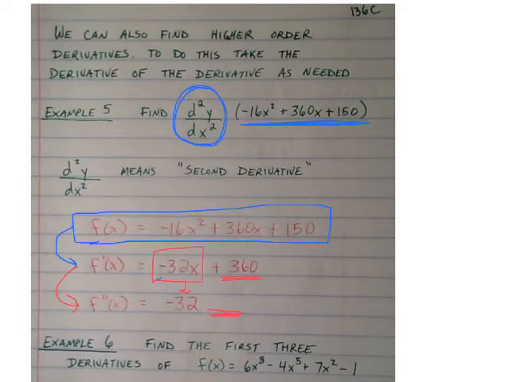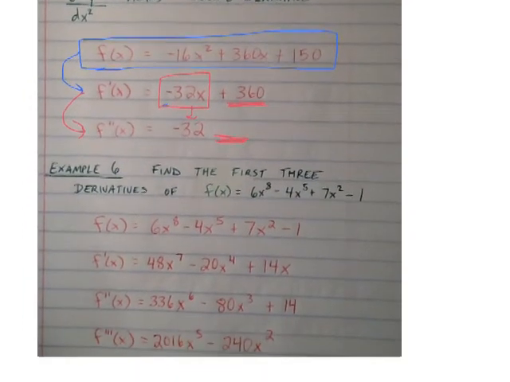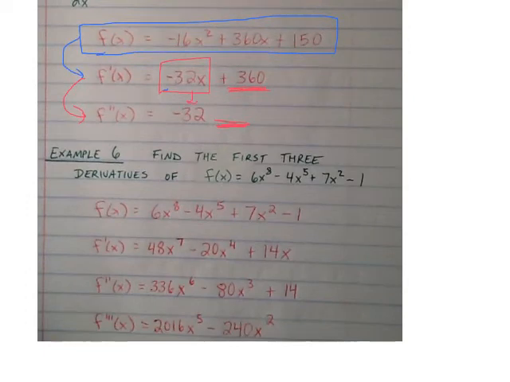In example 6, I just walk us through the first three derivatives of a function. So I wrote down the function, and then I took the derivative. So the first derivative, the 8 comes down in front, and we get 6 times 8, or 48x to the 7th, minus 20x to the 4th, plus 14x.